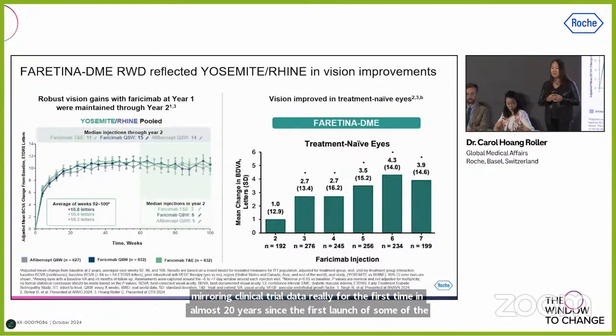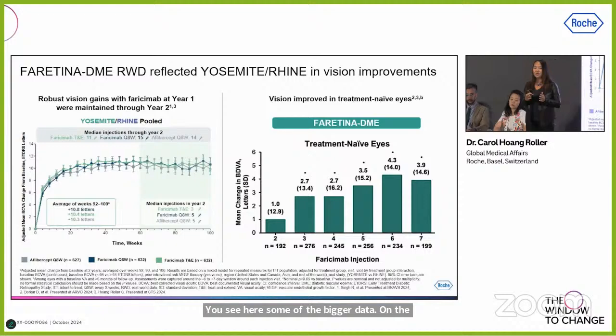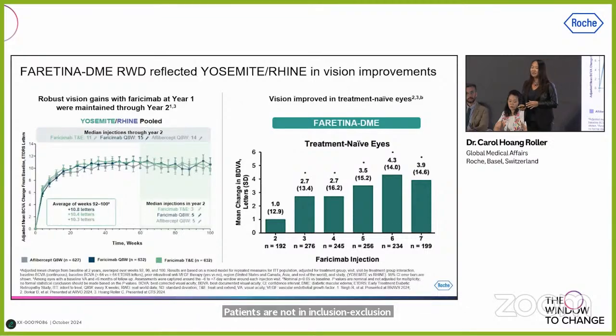You see here some of the bigger data. On the left side is our clinical trial data of Yosemite and Rhine. What I wanted to point to very quickly is that the shape of the curve is the same. This is visual acuity over time. Once you're out in the real world, patients are not in inclusion-exclusion criteria. There's a robust set of variations out there, but we're still seeing a very positive trend in the same direction, mirroring the clinical trial.